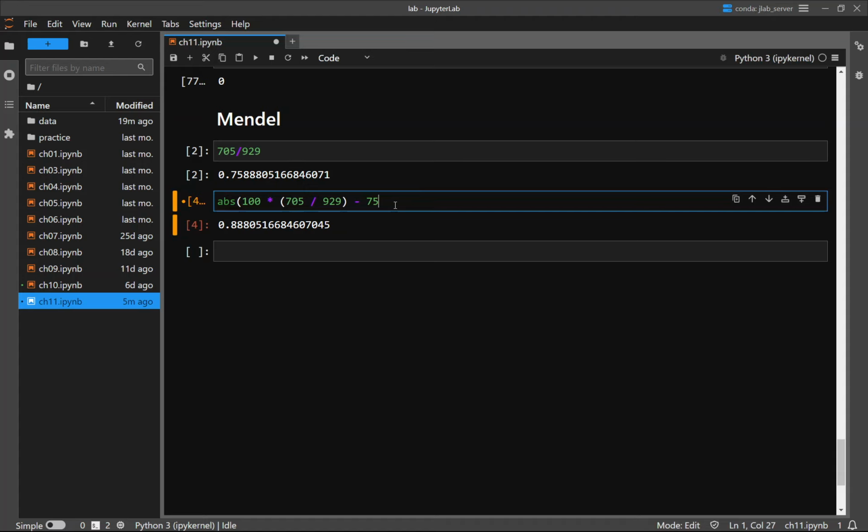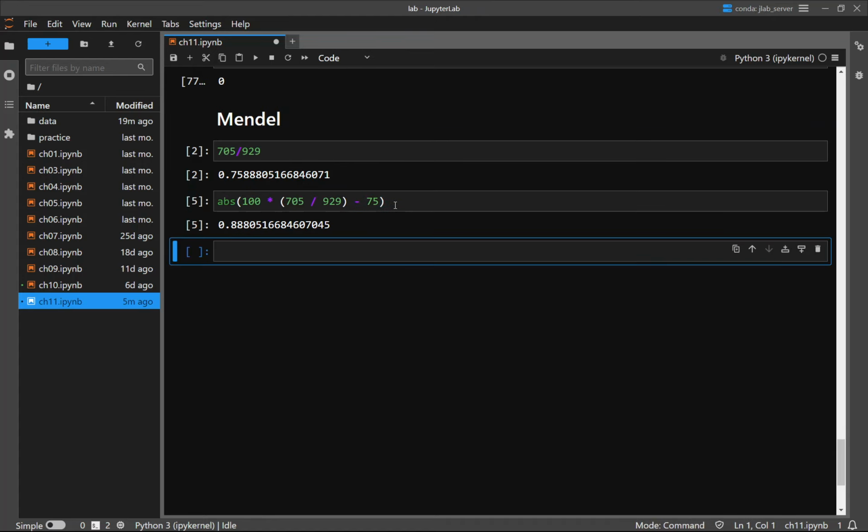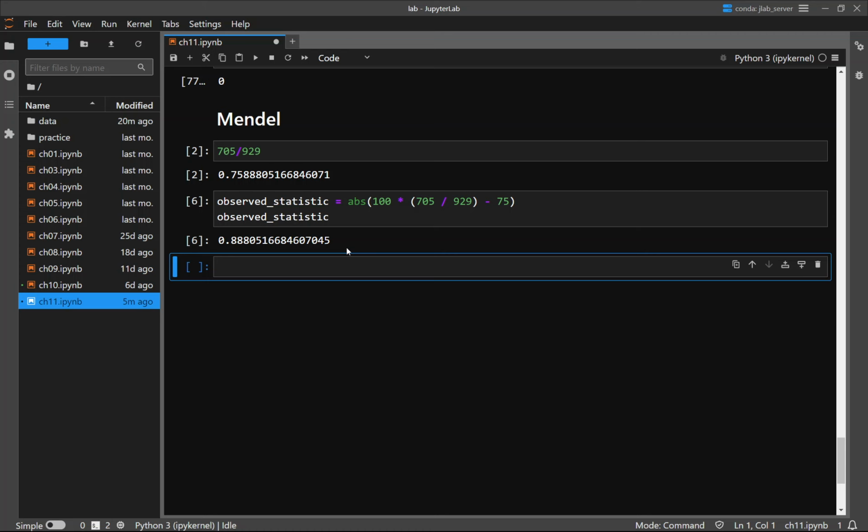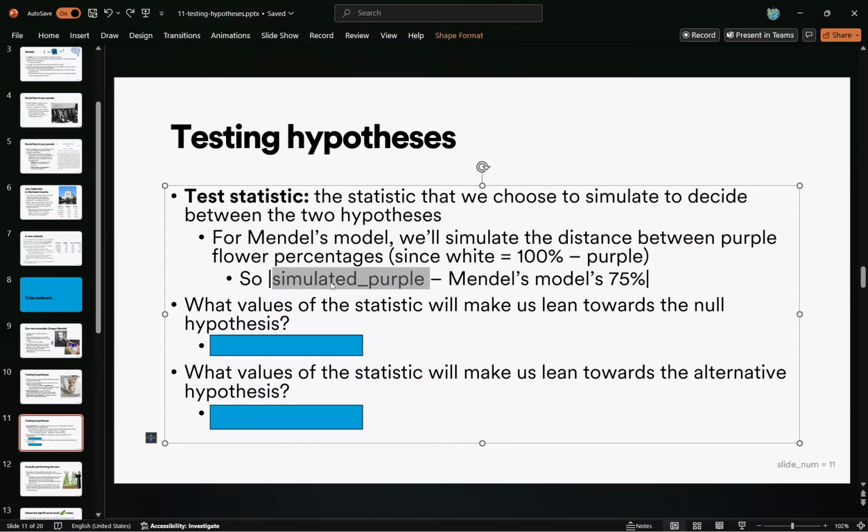So let's just get that ready. Sometimes it's going to be smaller when we simulate. That's going to be our statistic that we're choosing, right? That's the number that we're going to calculate every time we make a simulation. The number is going to change. It's not 705 anymore, probably. And that's our observed statistic. That's what we saw in the real world. That's what Mendel saw. Observed statistic. And that is very, very close to 75, but not quite. All right, so that's that number. And I think that is a good start.